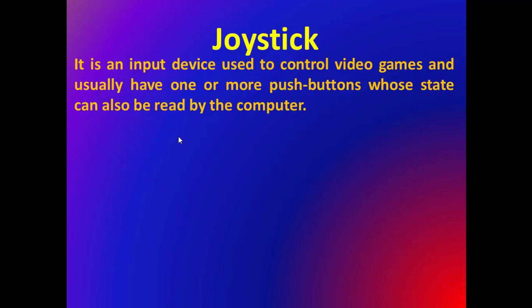Joystick. It is an input device. It is especially used for playing games for the kids. It is just like the gear of a car in your house, it works in the same way. On the top, it has also buttons. These are used to move objects while playing video games. It is an input device used to control video games and usually has one or more push buttons. Switch state can also be read by the computer.